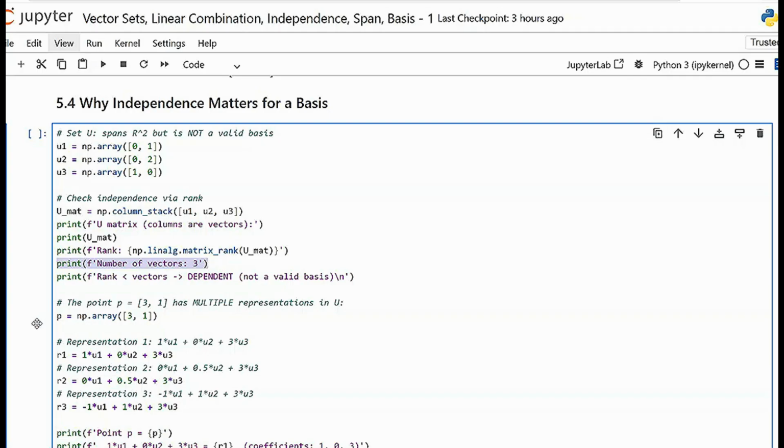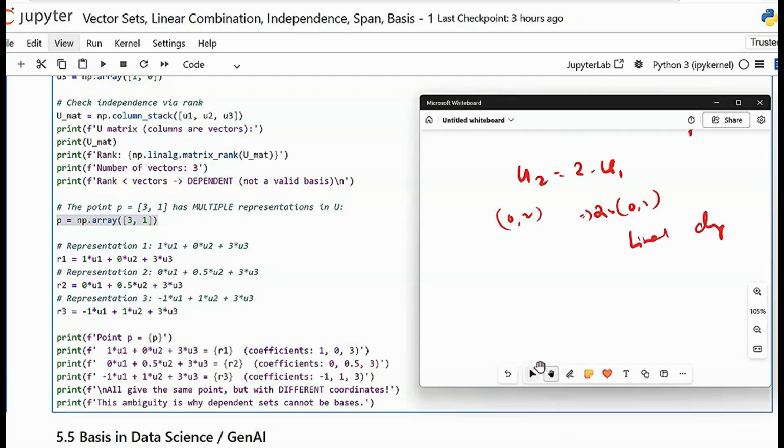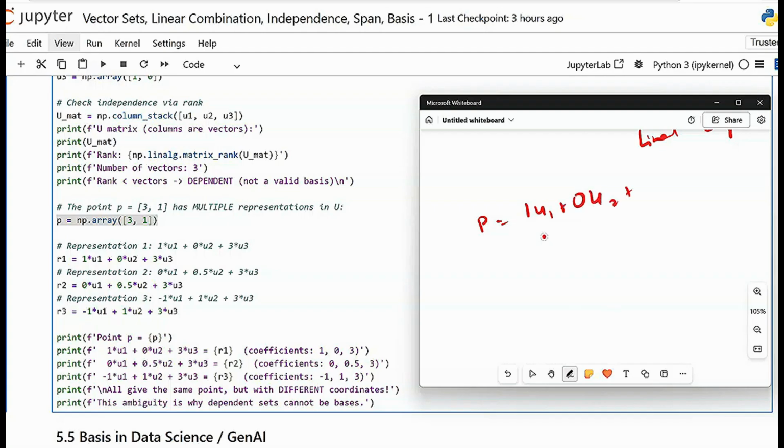And dear friends, here let me have the particular functionalities, making representation 1, representation 2, representation 3. With the point P, 3 comma 1, we are going to represent it. Kindly observe in representation 1, P is equal to 1 u1 plus 0 u2 plus 3 u3. This is what is happening.